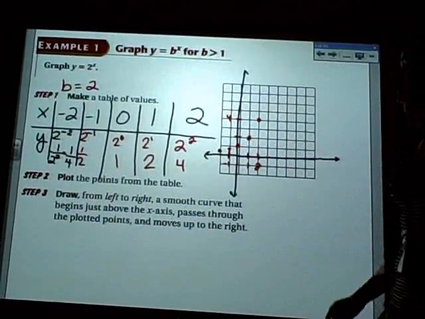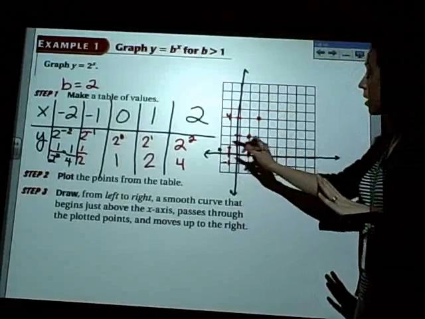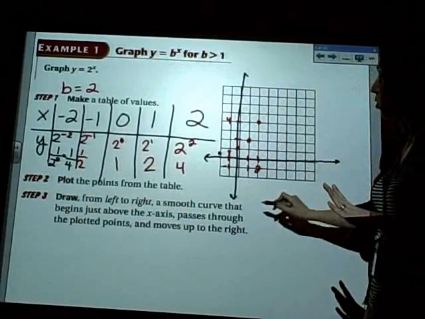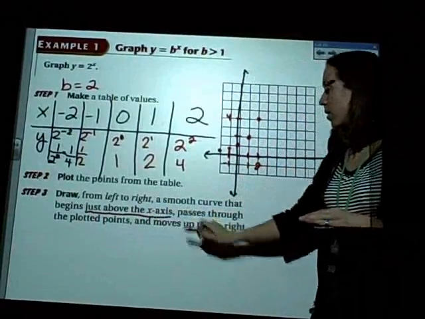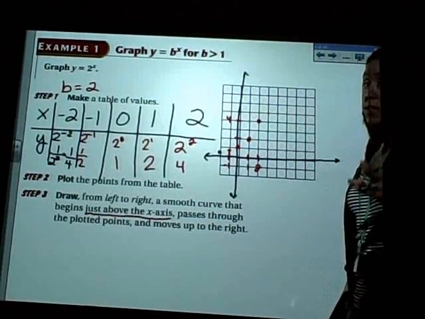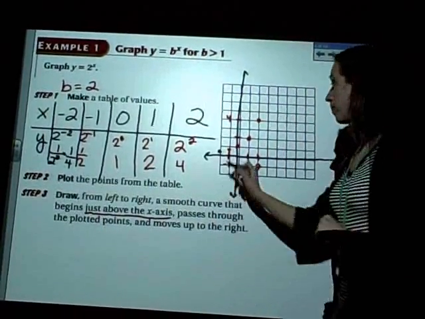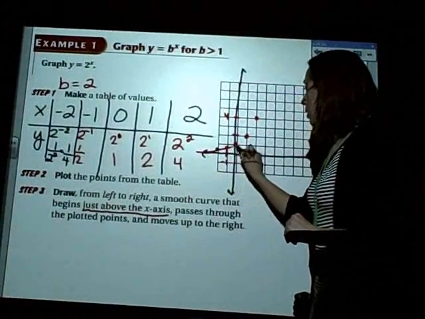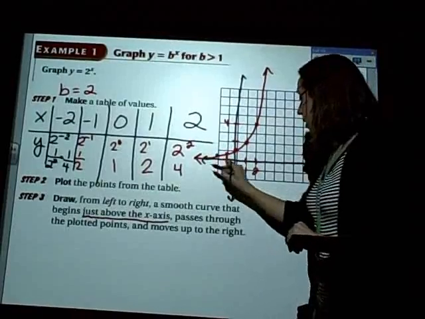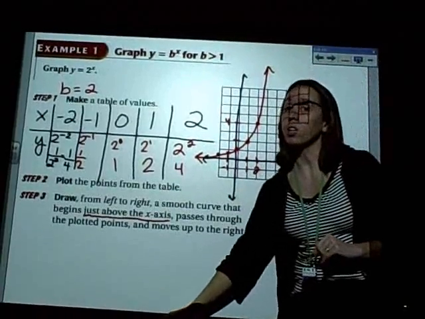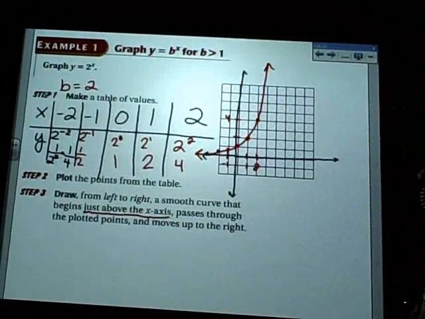Step 3, we're going to go from left to right and draw a smooth curve through those points. Remember, it has to be just above the x-axis, because the x-axis is an asymptote, meaning it's a line that your graph will get closer and closer to, but will never touch.